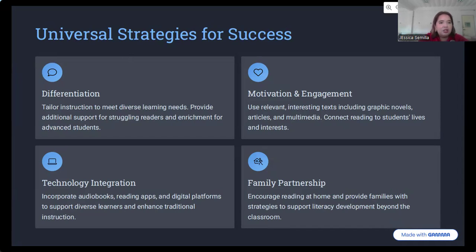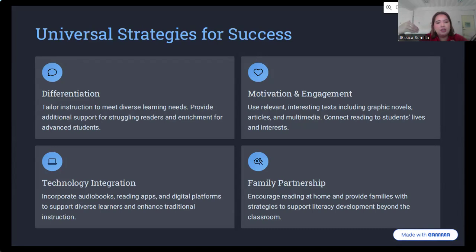One, differentiation. I have already talked about that to you. It's about tailoring instruction to meet diverse learning needs. So meaning you have differentiated activities targeting different intelligences, from musical intelligence to mathematical intelligence to linguistic intelligence. Sometimes you put it into collaboration or group work. Differentiation means there are differentiated activities targeting different types of learners. That is what you mean by differentiation.